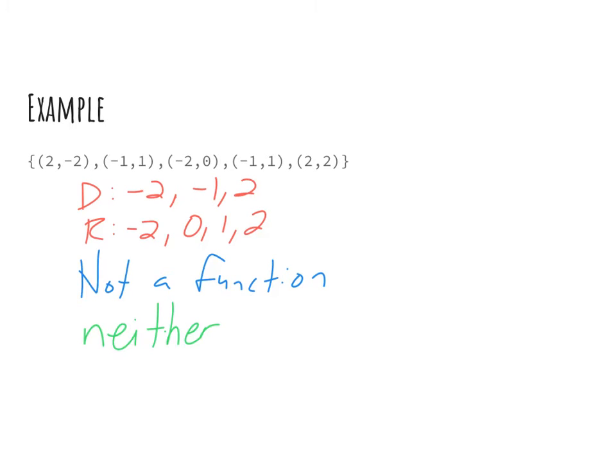Okay, so for our domain values, we've got -2, -1, and 2. Our range, we've got -2, 0, 1, and 2. This is not a function because we've got multiple domain values that are doubled up with different values. And then this is a neither because if it's not a function, it can't be a one-to-one function or an onto function. So if you don't have a function, it's automatically neither.